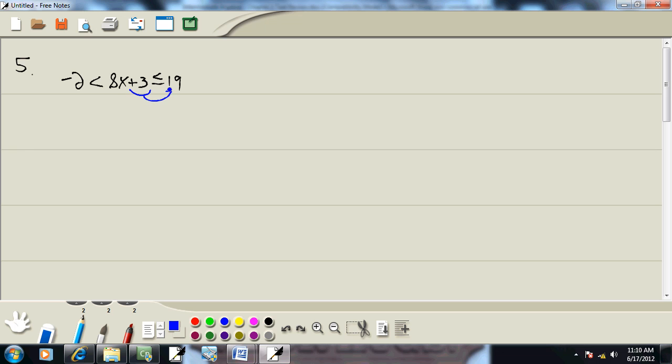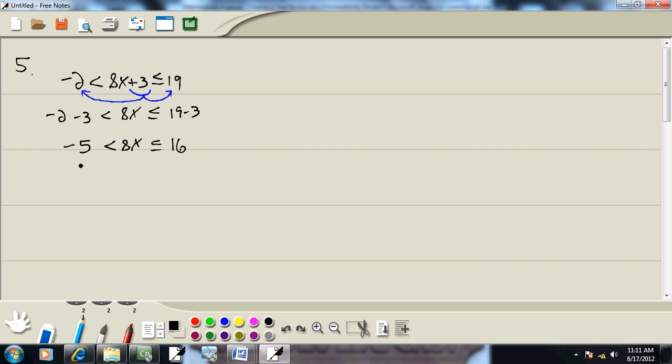So I'm going to take this 3 and move it over to the other two sides. So I'm going to have negative 2 minus 3 is less than 8x is less than or equal to 19 minus 3. When you take the number over the other two sides, the sign of it changes. So it goes from positive 3 to negative 3. Our note up at top said any step combine together numbers. Negative 2, negative 3 is negative 5. And 19 minus 3 gives us 16.